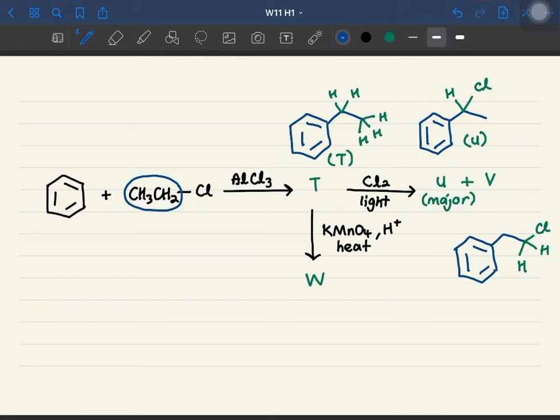Alright, and for the last one, by having this ethyl benzene, we're going to react it with KMnO4, H plus, and heat, means this is an oxidation reaction. Look, we have the benzene, yep, we have the benzene, and also we have benzylic H, then our only product of W will be benzoic acid.